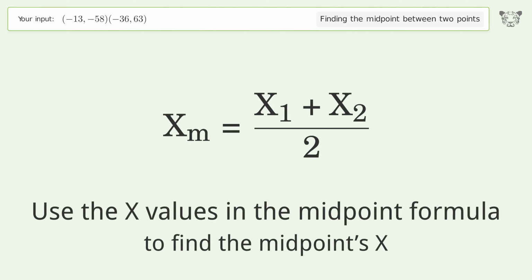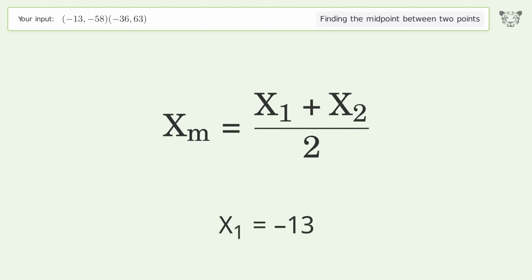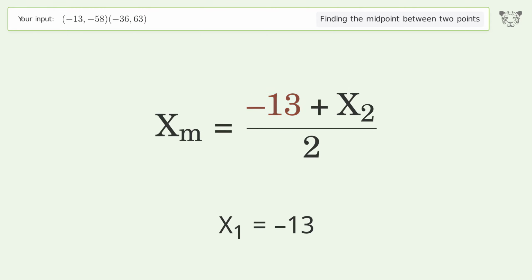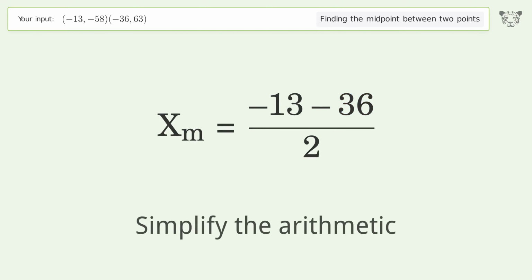Use the x values in the midpoint formula to find the midpoint's x. x1 equals negative 13. x2 equals negative 36. Simplify the arithmetic.